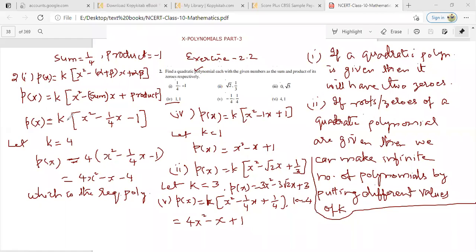So the students are just not considering the k. So here they will get 4 as LCM, then 4 will come here: 4x square minus x minus 1. And when you see the answer, you will not find that 4. So they are getting confused where it has gone. So this is the concept of writing it. Got it?